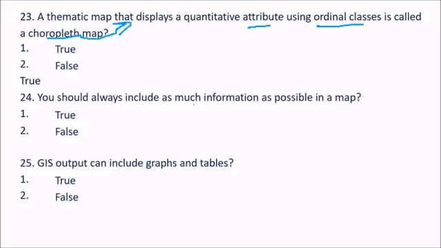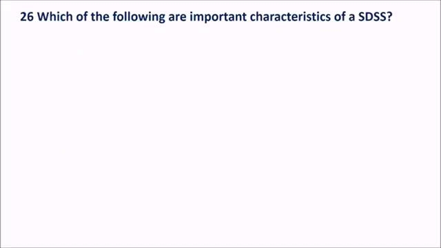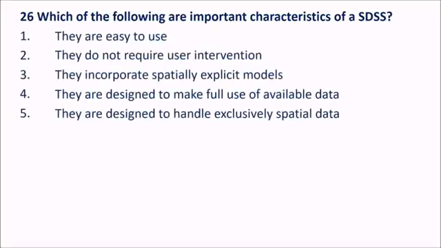You should always include as much information as possible in a map. True or false? This is false. This is not desired, not required, not advised. GIS output can include graphs and tables. Is it true or false? The answer is true.